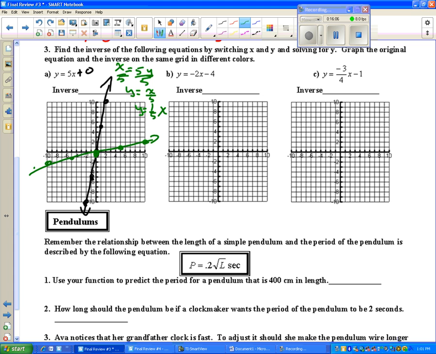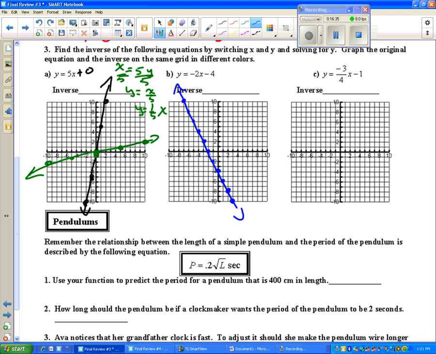There's my two lines. Letter B, again, if I go ahead and graph this first, my y-intercept is -4. My slope is -2, so down 2, right 1, down 2, right 1, or I can go up 2, left 1, up 2, left 1. Regardless, there is my line.